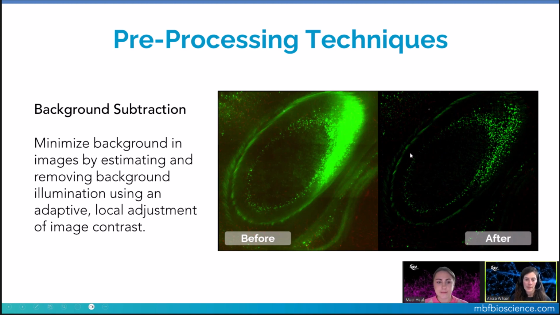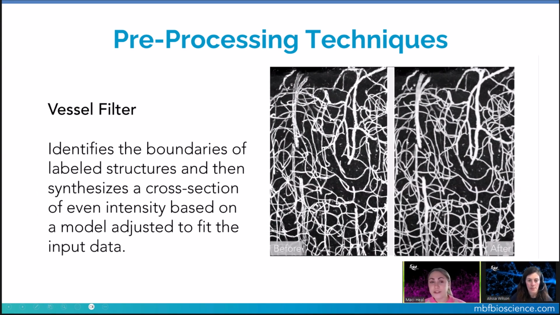Also in that pipeline tool is the vessel filter. We understand that there are a lot of different ways that you can label vasculature in tissue samples. And we've seen that some of these methods can produce an image where the lumen of the vessel is unlabeled. And so the vasculature looks a little bit hollow. And what the vessel filter is going to do, it will programmatically identify the boundaries of the vessel and then fill the lumen in with higher intensity pixels to solidify those structures, making it easier to automatically reconstruct in an accurate way.